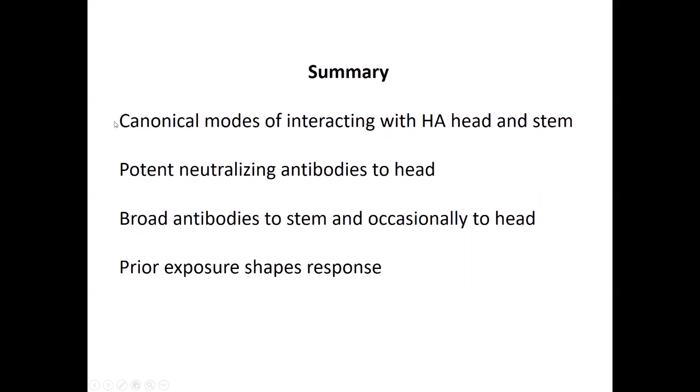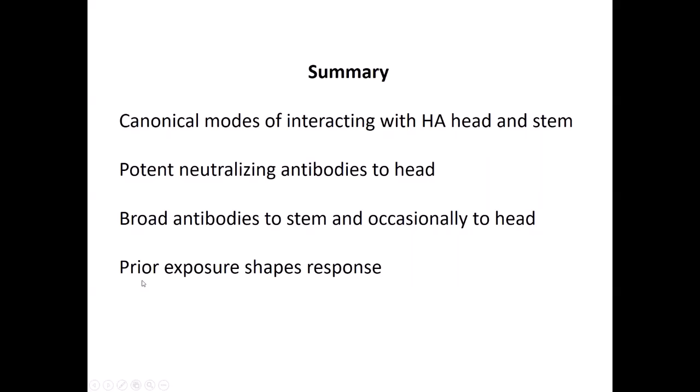And first, what I've gone over today, at the beginning I talked about canonical modes of interacting with the HA or the stem, either driven by particular amino acids like aspartate or aromatics, or in the stem, VH1-69, there's also VH3-30. The most potent neutralizing antibodies are the head domain. The broad antibodies you see typically are to the stem, but now that we're doing very high throughput screening, occasionally we can see universal or broadly protective antibodies that are to the head domain.